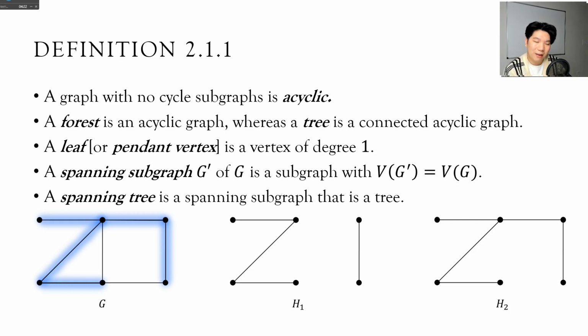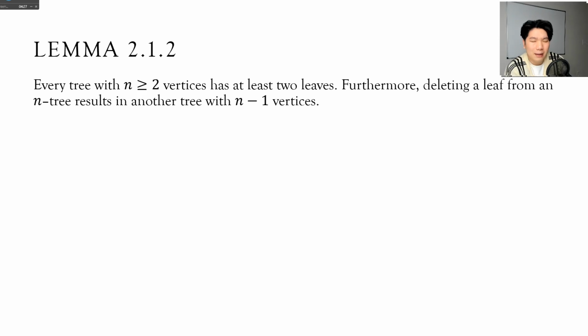Now let's go ahead and look at our first lemma for today. Lemma 2.1.2. I claim that every tree with at least 2 vertices must have at least 2 leaves. In other words, if I draw any tree graph, then I know that there are at least 2 vertices, possibly more, that have degree 1. Furthermore, if I delete a leaf from an n-tree, that is a tree with n vertices, then my result is another tree, but with just one fewer vertex.